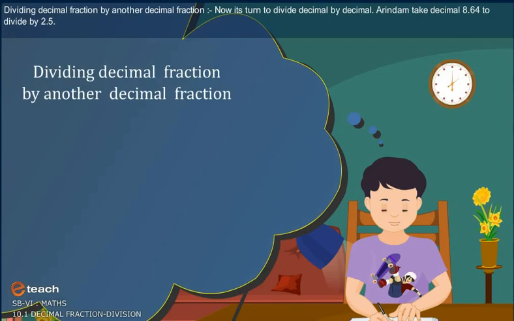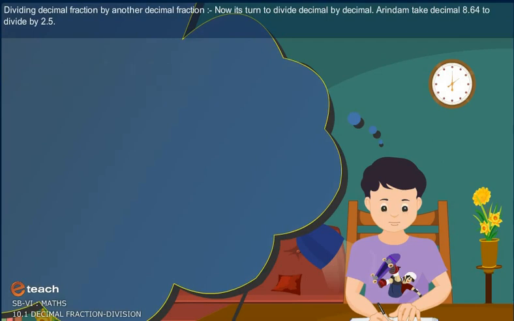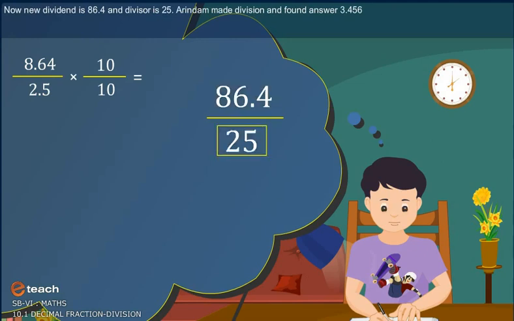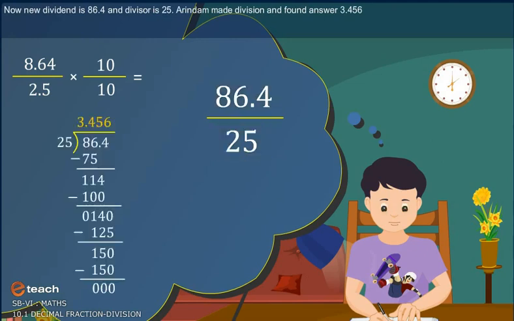Dividing a decimal fraction by another decimal fraction. Now it's the turn to divide a decimal by a decimal. Arindam takes the decimal 8.64 to divide by 2.5. He arranged the decimals like this. Then he converted the divisor into a whole number by multiplying the dividend and divisor by 10. Now the new dividend is 86.4 and the divisor is 25. Arindam made the division and found the answer 3.45.